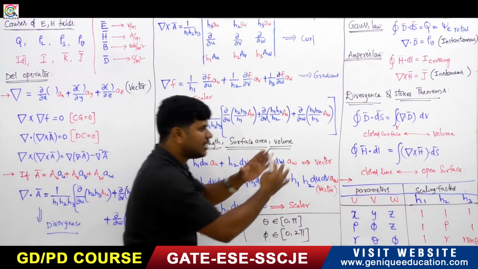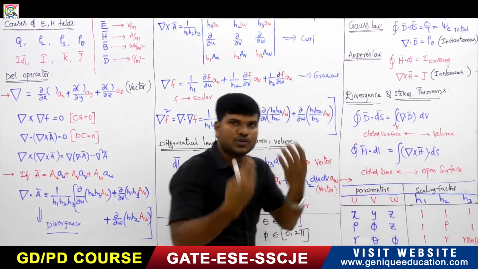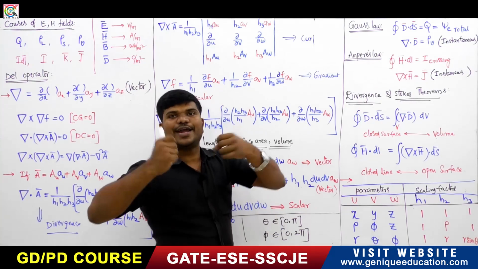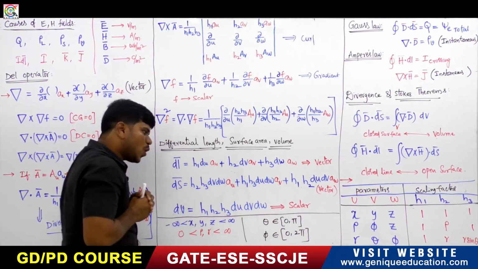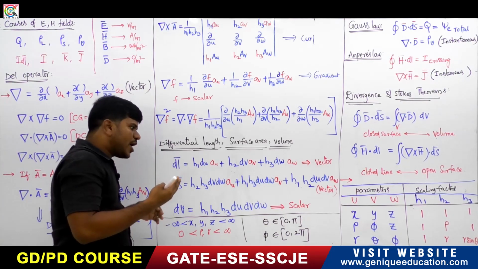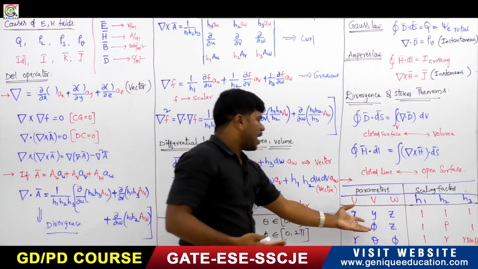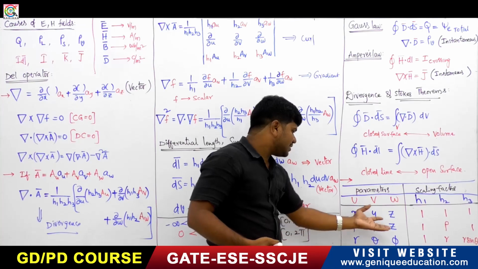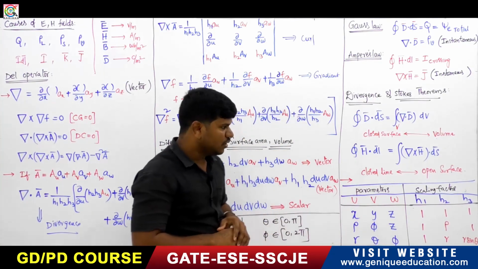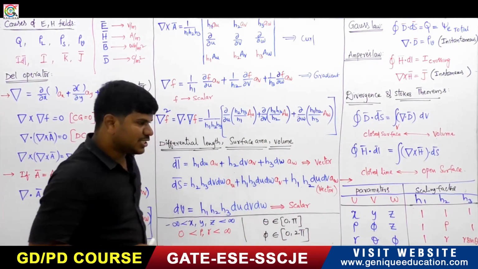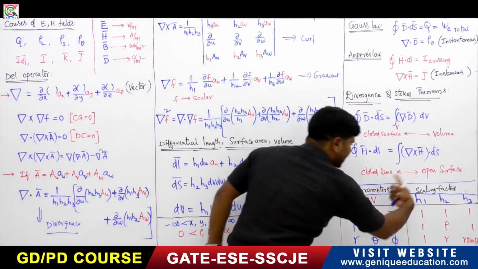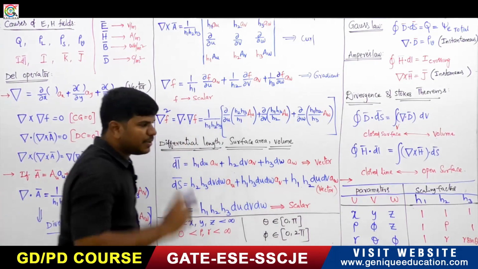Why are we using these coordinate systems? We use a coordinate system to represent a point with respect to a known reference. To identify that point, we should know x, y, z, rho, phi, z, r, theta, phi. So while dealing with the different types of coordinate systems, you have to remember this table.